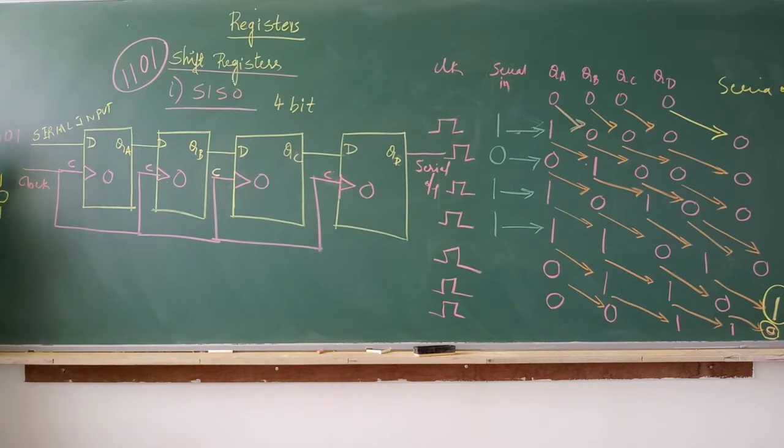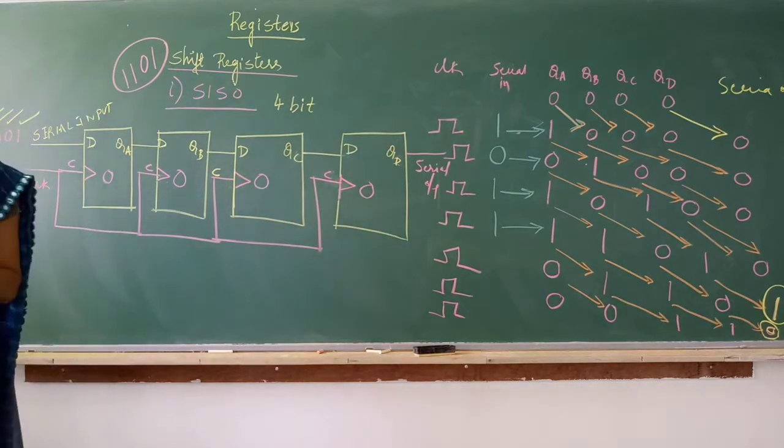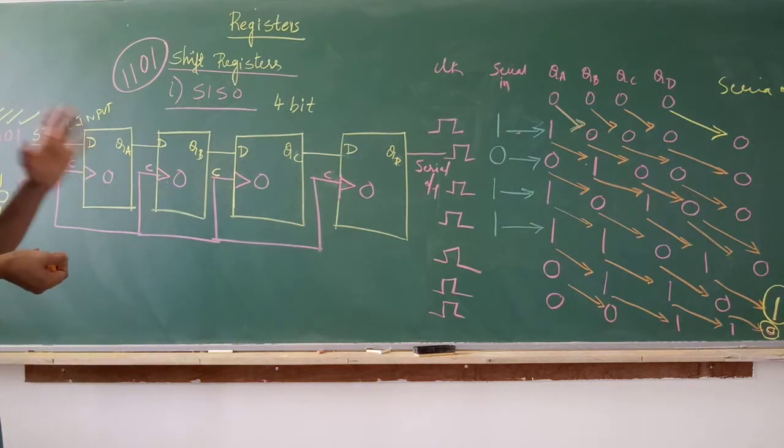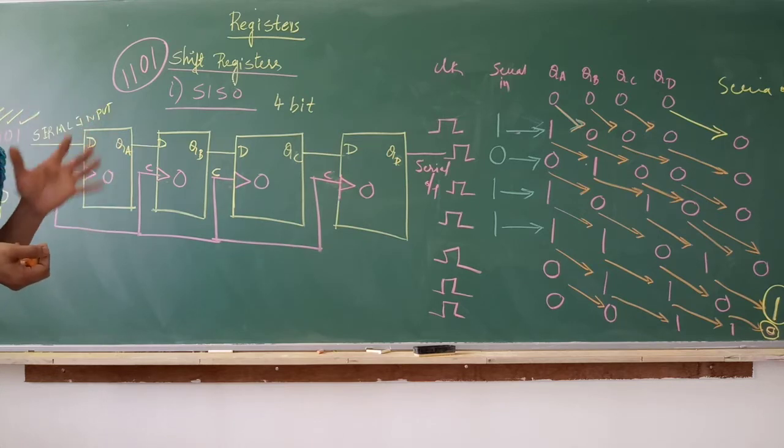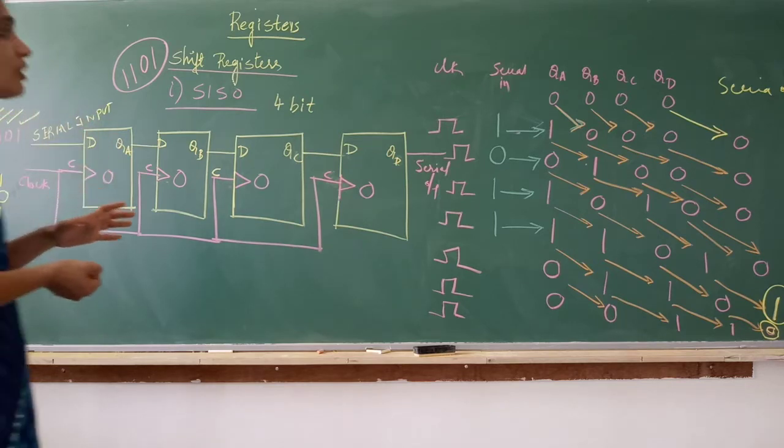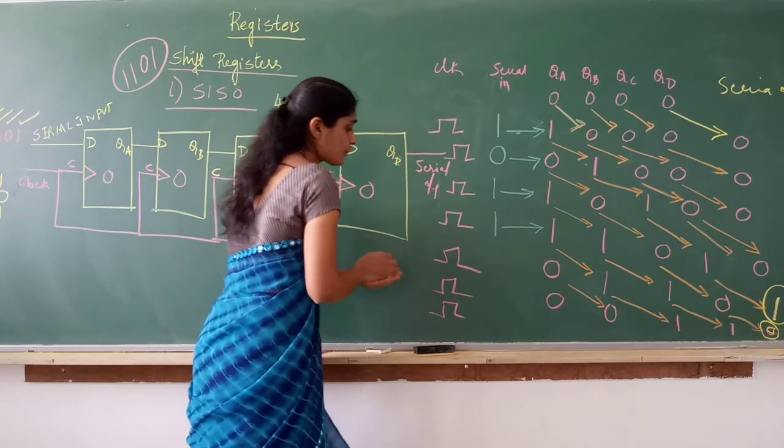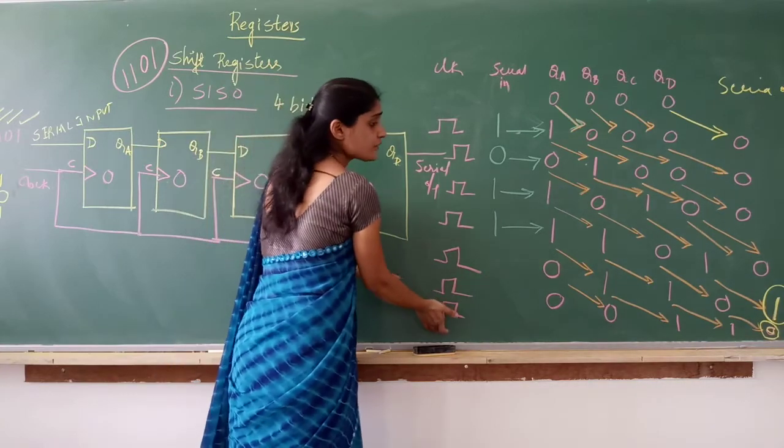You want to store 1, 1, 0, 1. But this bit will come out first. Next this, next this, next this. So 1, 0, 1, 1, you are going to get as output. You can demonstrate this in your lab and observe what the output is and how it comes out. So how many clock pulses do you have to give? 8 clock pulses.